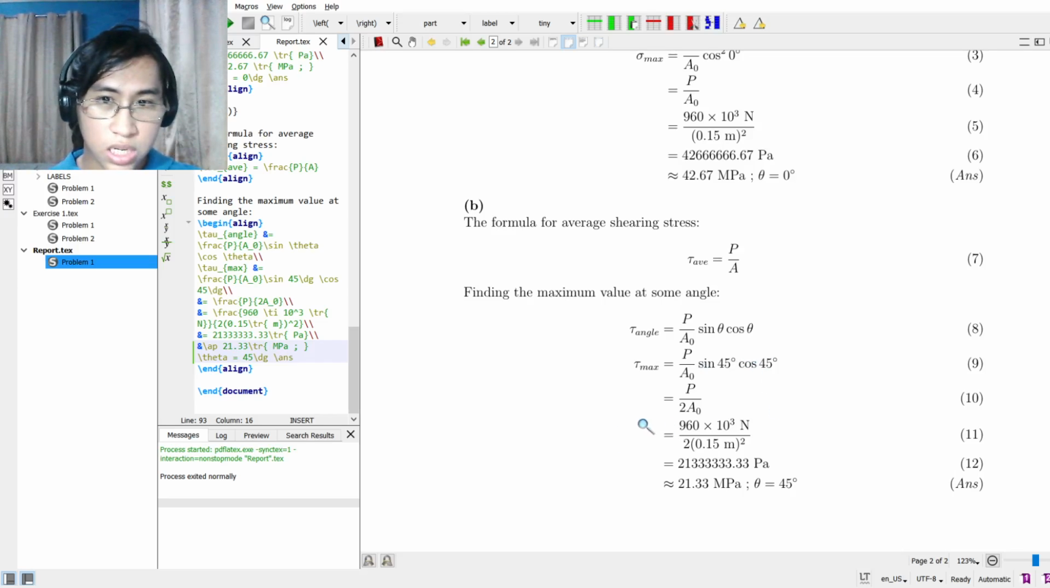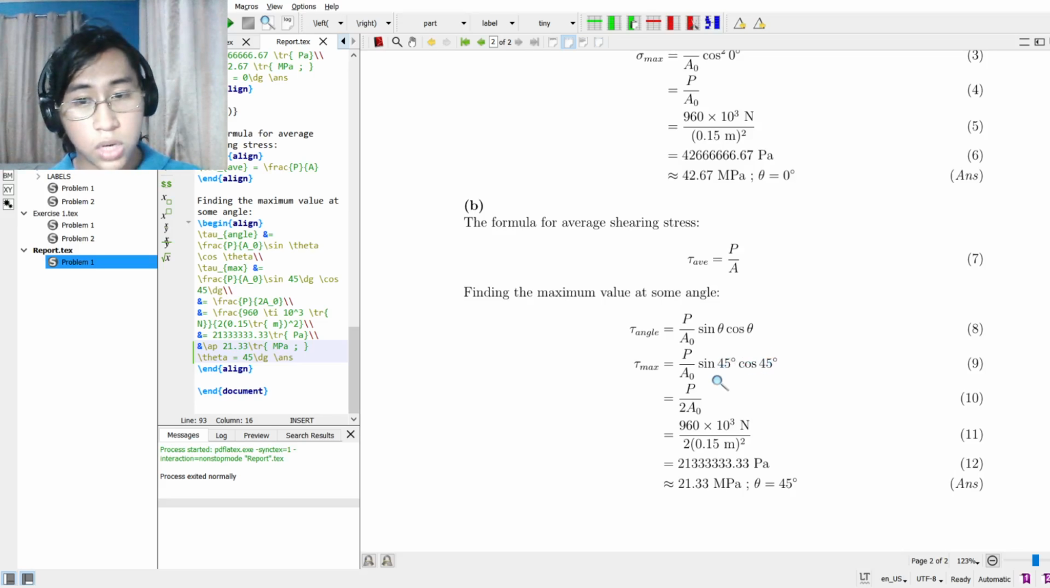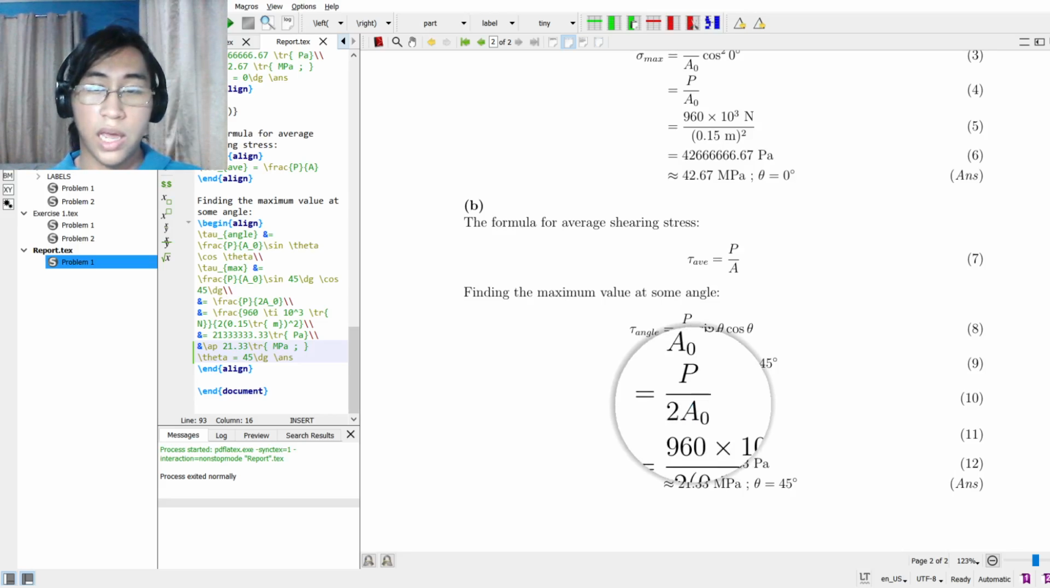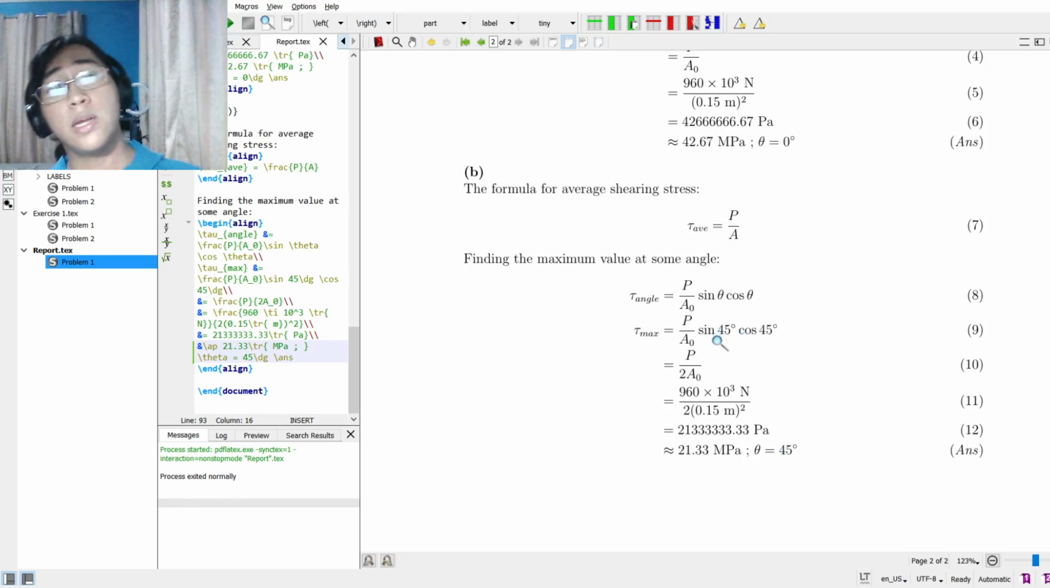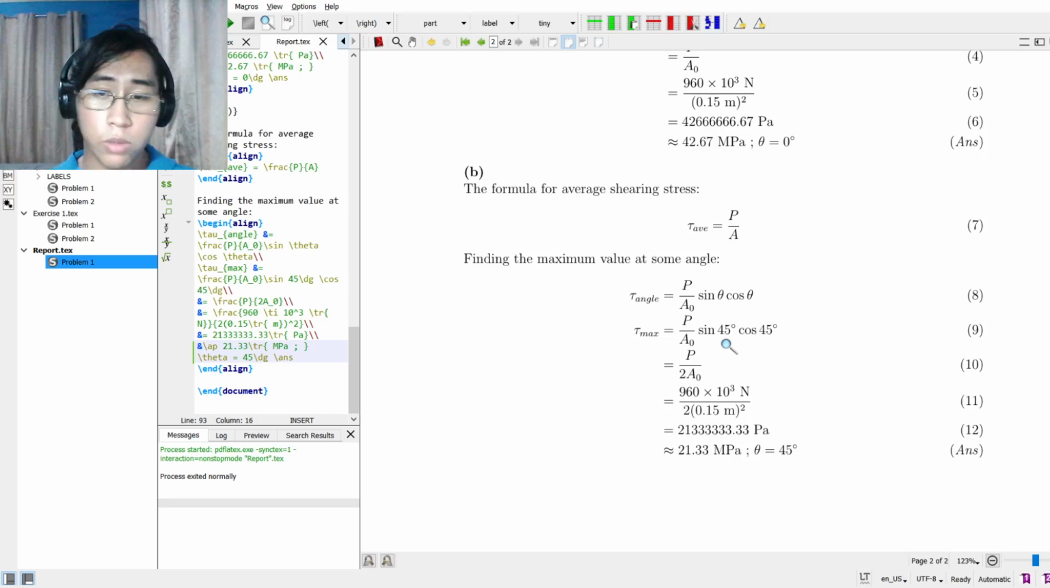And so doing the math, that would be square root of 2 over 2 multiplied by square root of 2 over 2. You get a 1/2, so you get a final formula of P over 2A naught. Again, just plugging it all in there, 960 times 10 to the power of 3 newtons divided by 2 times 0.15 meters squared. Plug that into the calculator, and you get an answer of approximately 21.33 megapascals. And again, since we used 45 degrees, our orientation of the plane would be 45 degrees as well. So there you have it.